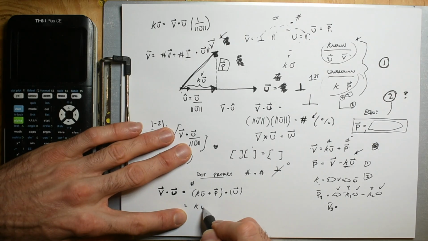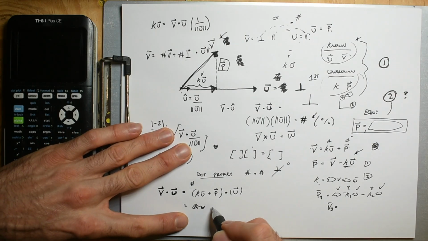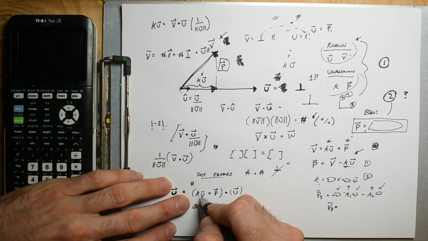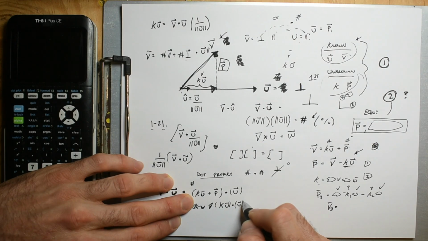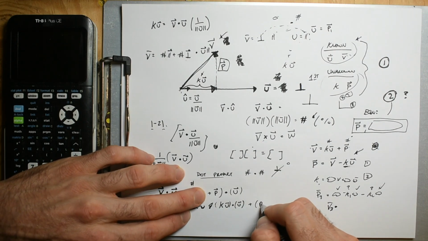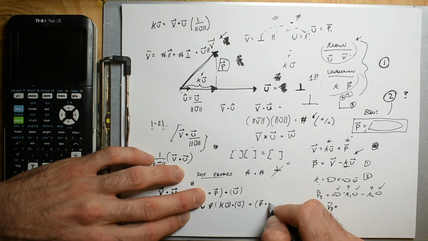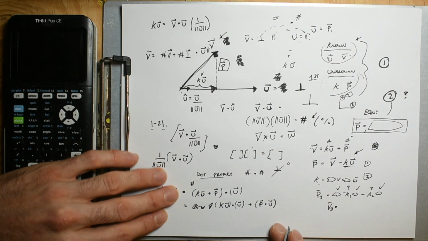So we're going to have k... wait, no, this is u. So we have ku dotted with u, and then plus, we have this vector p dotted with u.